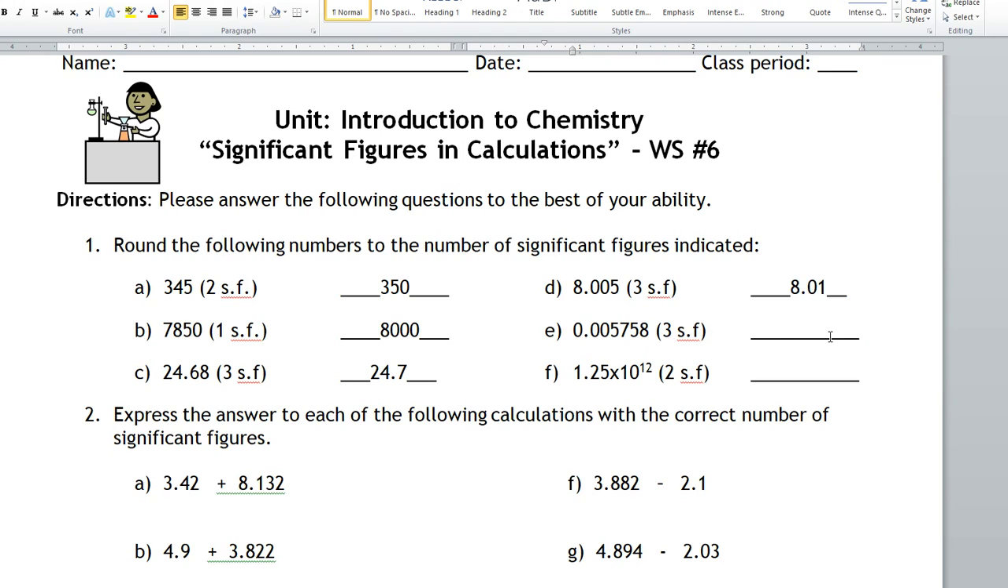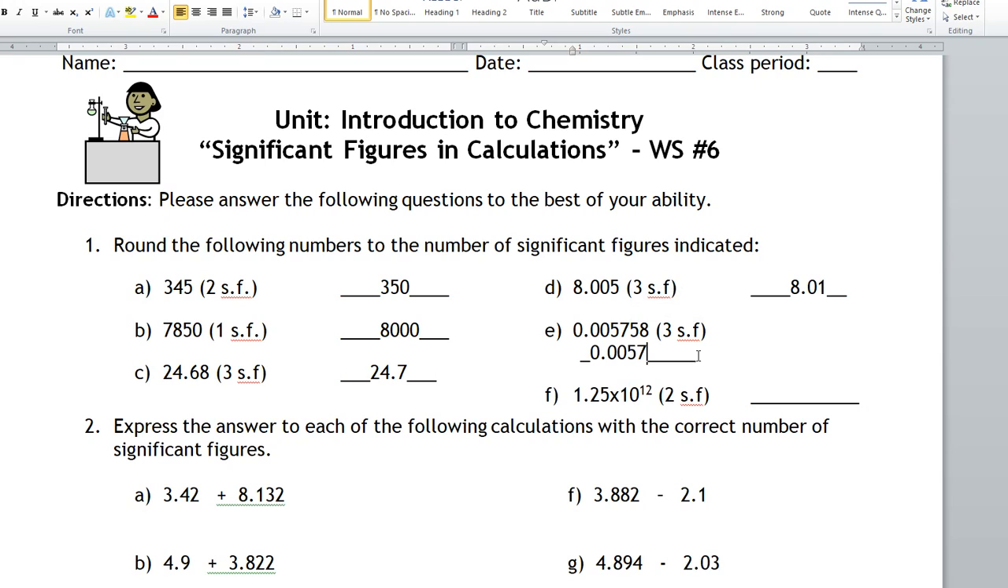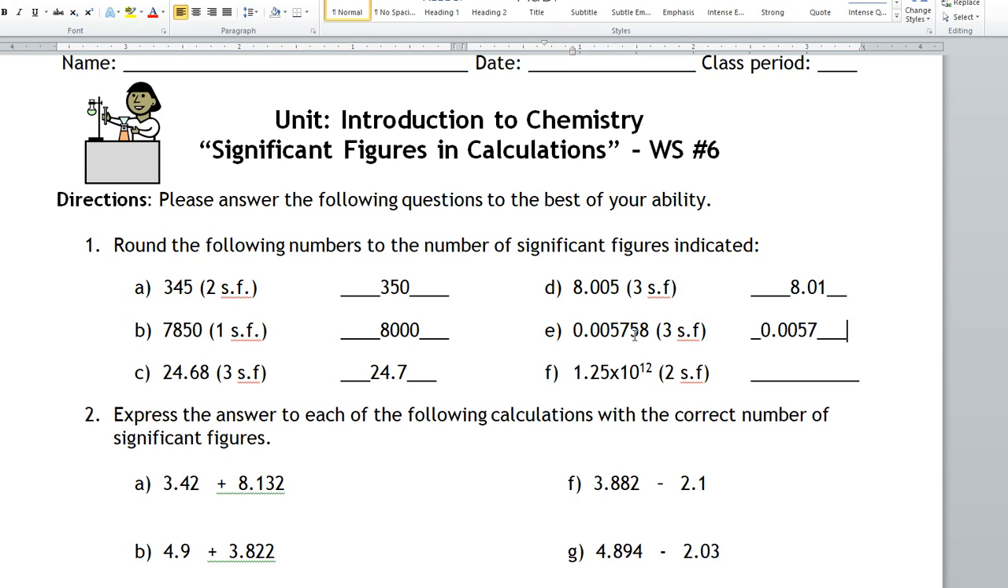Okay, letter E, you're going to be looking at what you need to do to get 3 significant figures. Again, these first 3 zeros are not significant, so I don't start counting until here. So the 5, 7, 5. This number here is what I need to look at in terms of rounding. So I know that it's going to be 0.0057. Now, this 5 here, since that's an 8, needs to get rounded up, and that gets rounded to 6, and I need 3 sig figs, so I'm good right there. Again, I would not add that last 0 there.